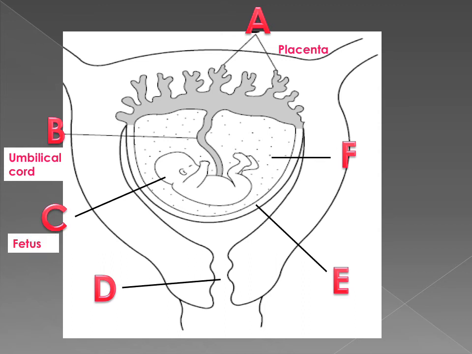D is the opening of the uterus. Usually it is very closed, very tight during the pregnancy, and at the end of the pregnancy it starts to widen to allow the baby out. This is called the cervix.